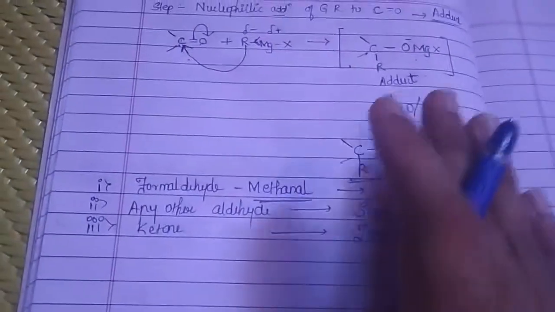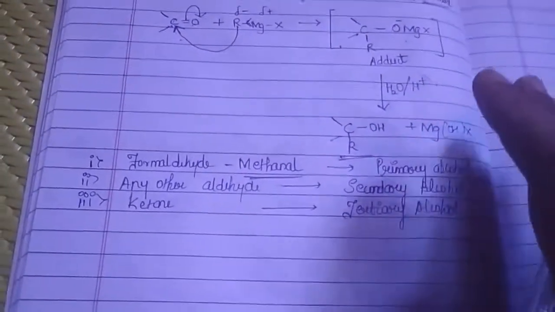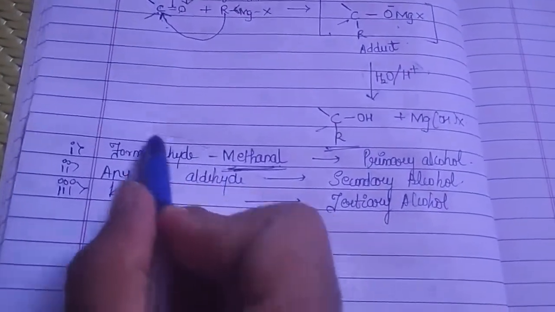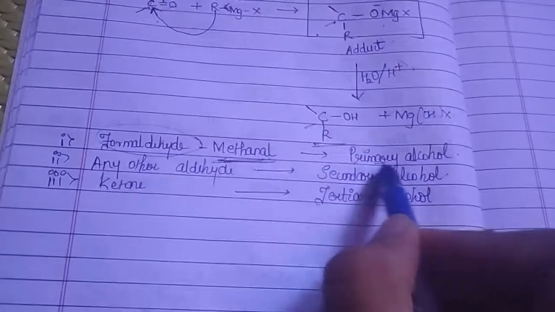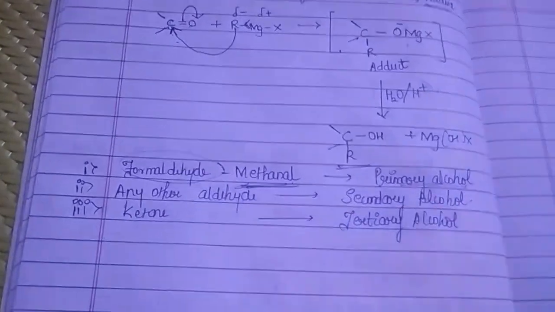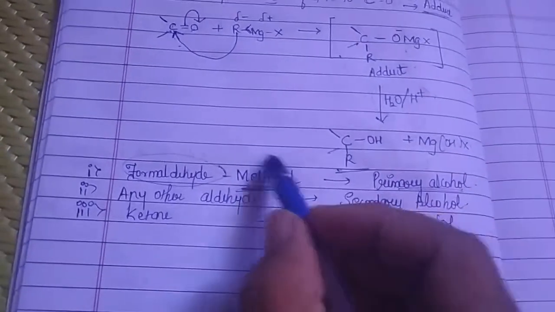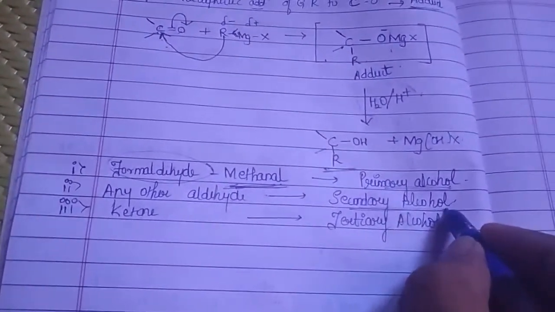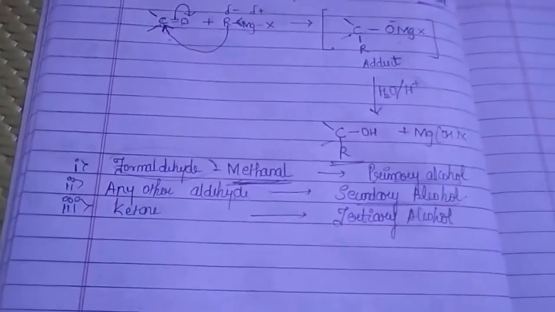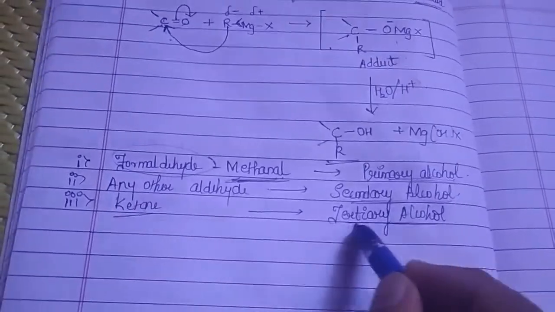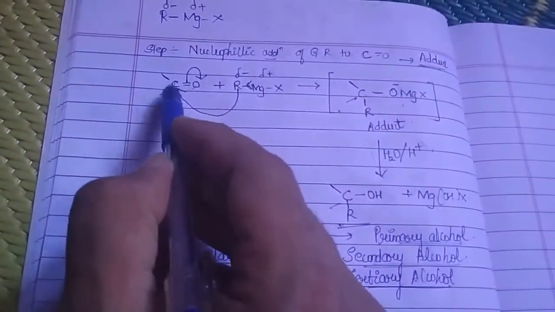But here there is a somewhat different point. Whenever we take methanal, that is formaldehyde, we would get a primary alcohol. If you choose any other aldehyde except methanal, we would get a secondary alcohol. Are you able to see the difference from the previous video to this video? If you choose a ketone, we will get a tertiary alcohol. That is the reason I have left these places as they are.